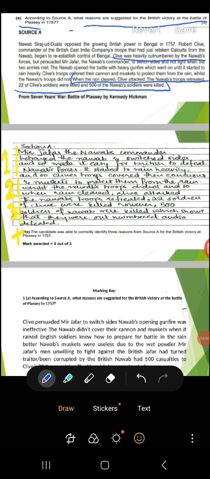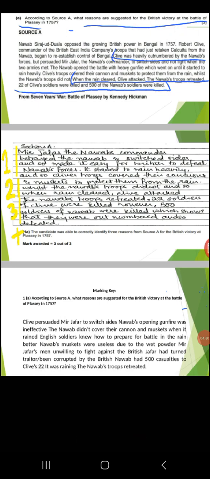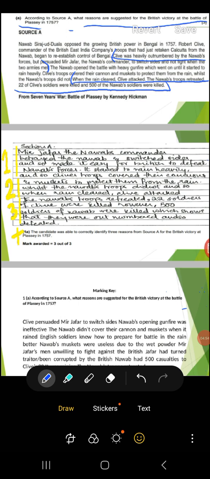This is the first point from here, and it is about the persuasion. And then the second point is that Clive's troops covered their cannon while the Nawabs did not. And the third one is when the rain cleared, Clive attacked.